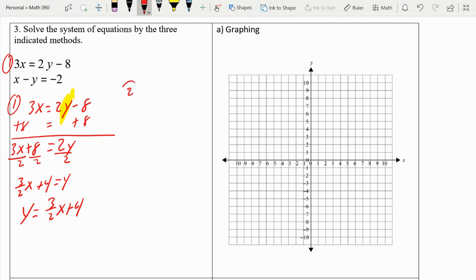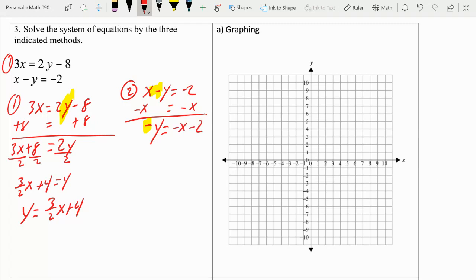Now let's look at equation number 2. x minus y is equal to negative 2. We're solving for y. But what do we have to remember? There's a negative in front of y. Don't mess that up. So I'm going to subtract x from both sides. Negative y, don't forget to drag that negative down, is equal to negative x minus 2.